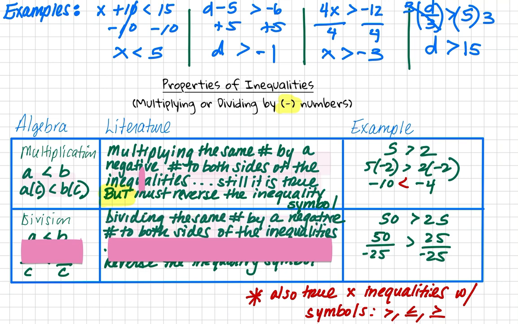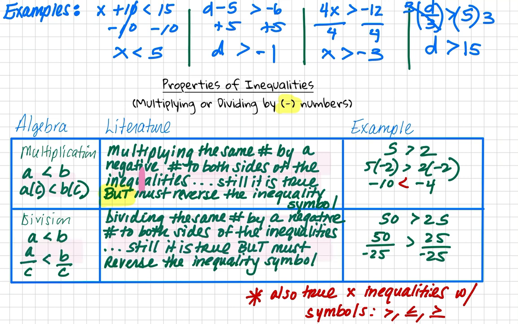Now for division, dividing both sides of the inequality by the same negative number is still true, but we must reverse the inequality symbol, same as before with multiplication. So if this c is negative, then we automatically know that the answer is going to be flipped. So I'm going to put here that the answer is going to be flipped.